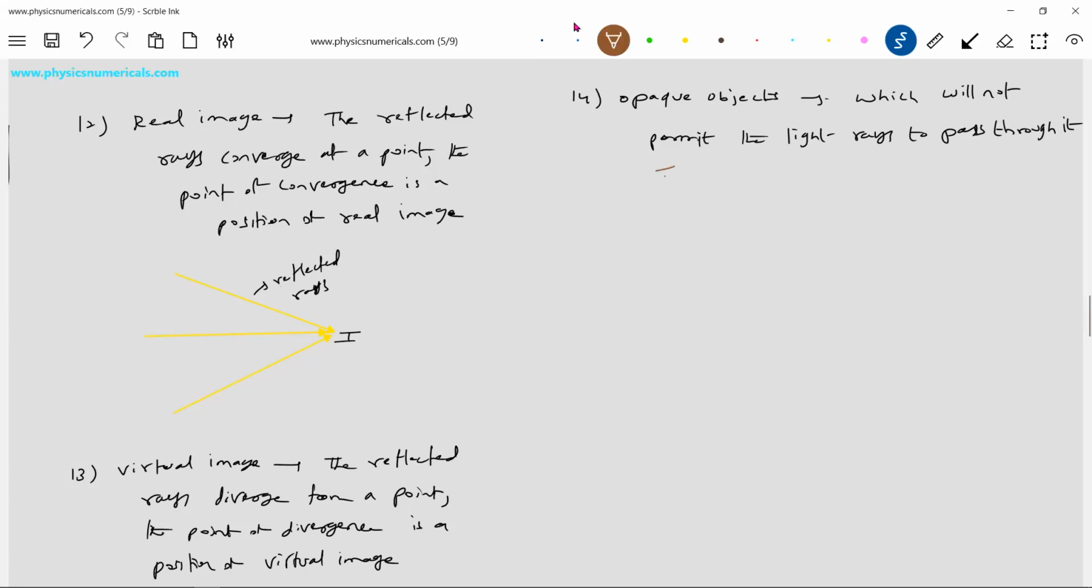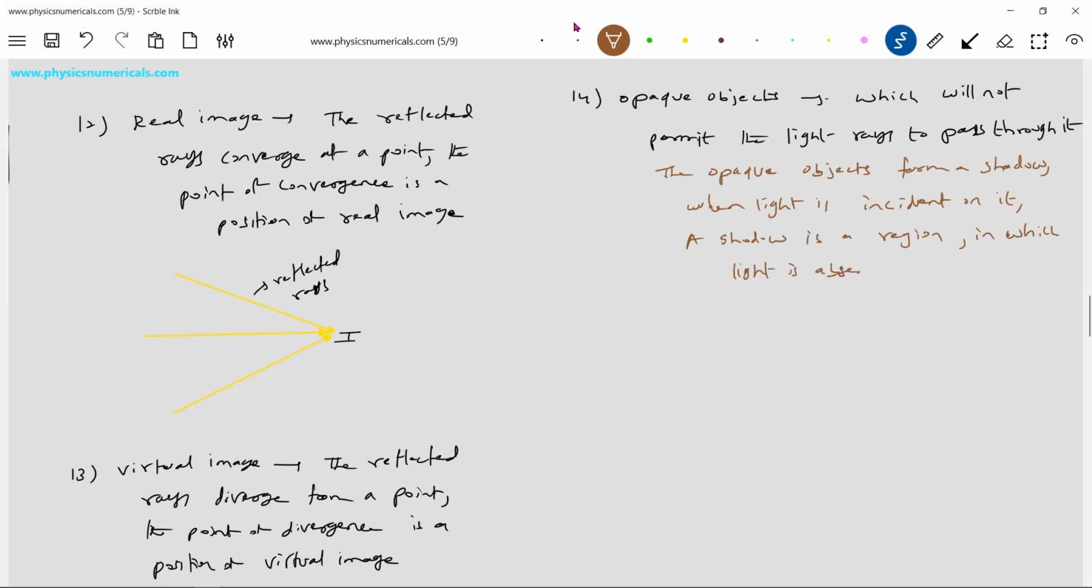The opaque objects form a shadow when light is incident on them. So what is a shadow? A shadow is a region in which light is absent. That region is called a shadow.